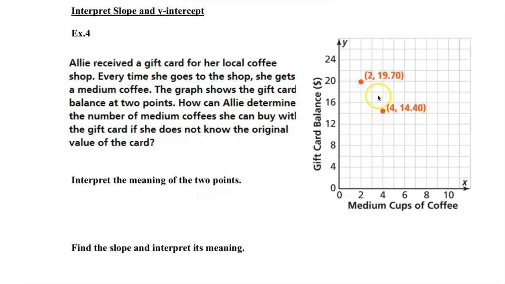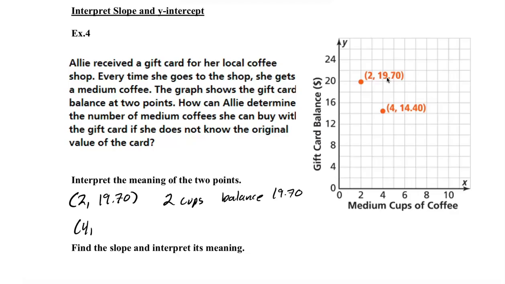So she has a gift card, she's buying coffees. So what this point here means, remember our x is cups of coffee, and then our y is cash balance. So what this point here means at (2, 19.70), let's write it down. That means that she bought 2 cups of coffee and she had a balance of 19.70. That's how much she has left on her card. So after buying 2 cups, she has that much on the card.